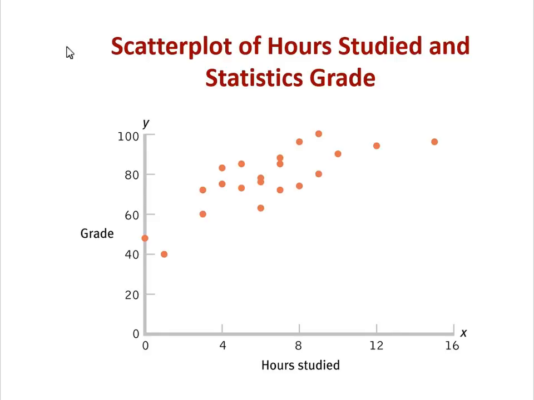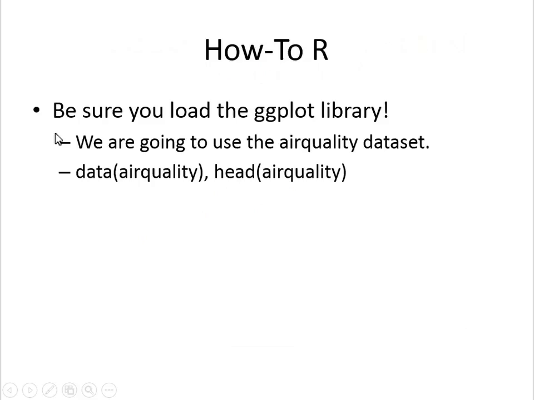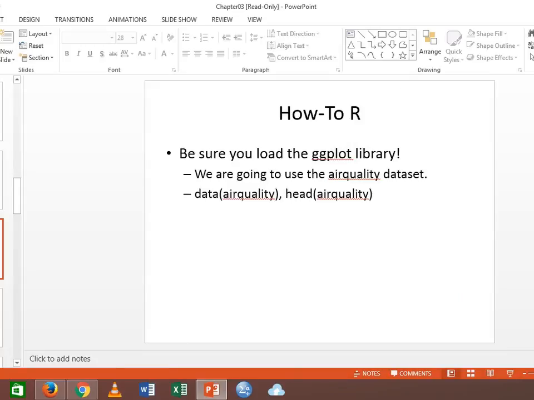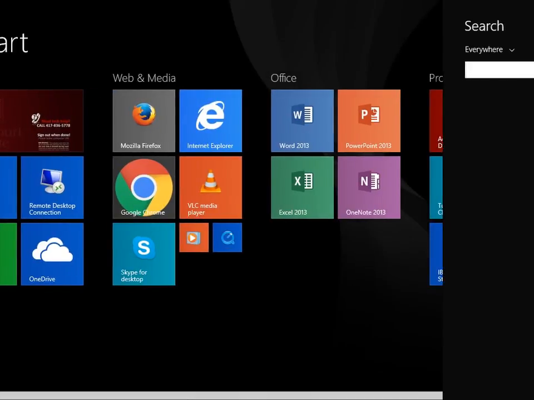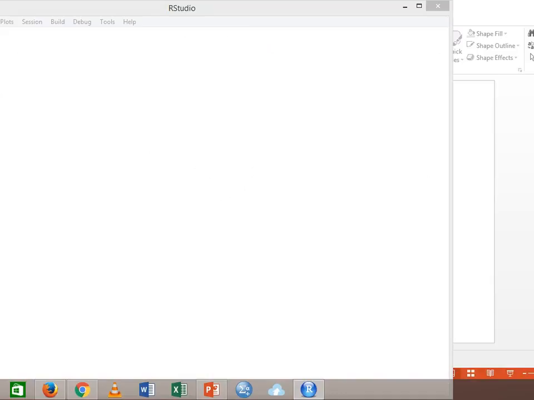So, a cheesy scatter plot from the book. The more you study, the better you'll do, hopefully. But what we're going to do is build one using air quality. I know we keep using air quality, but it's an easy data set to work with. And I tried not to load any data today since we were having problems with that before. But let's get Studio going.